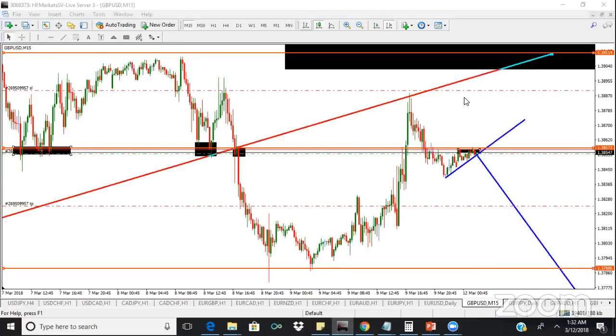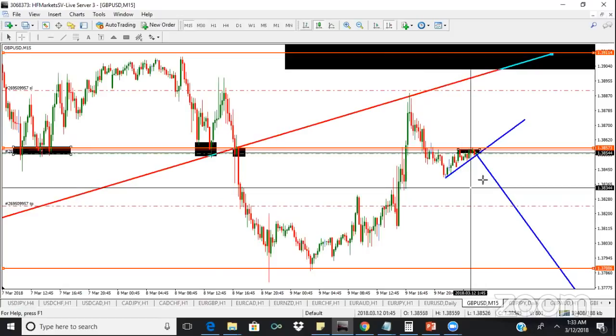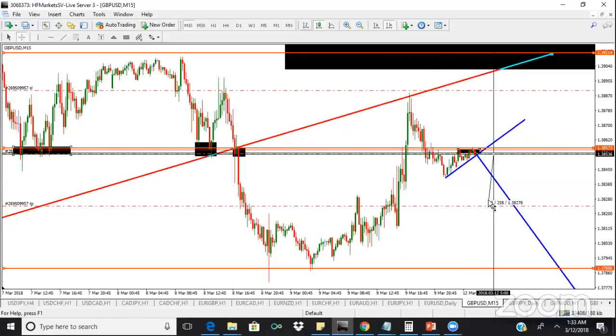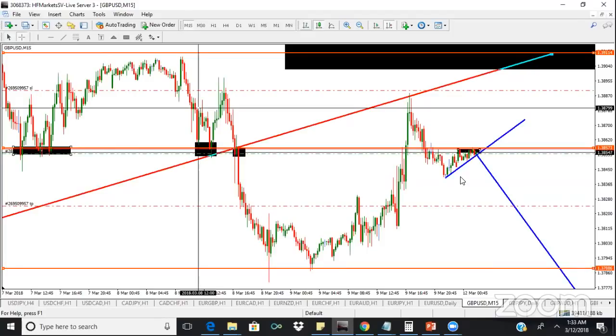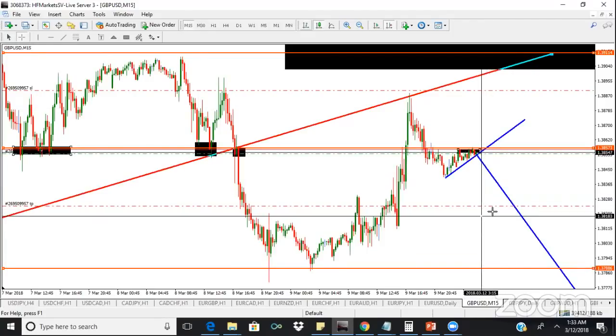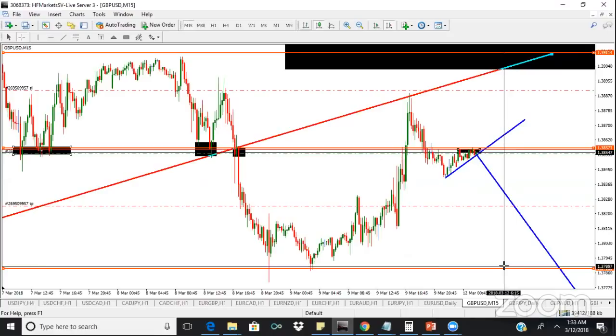SL 1.3890. TP. Your TP, just take what I'm taking. Once it moves in my direction, I'll move my stop loss. This is where it is, 37.96.